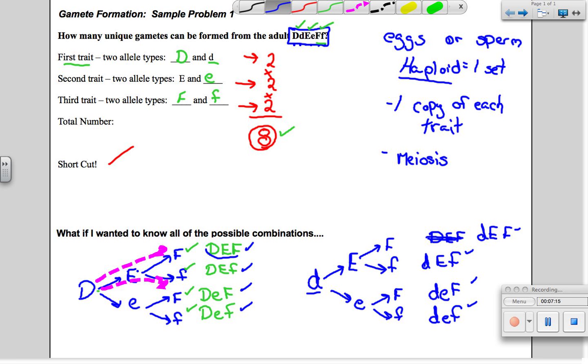Each of these represents a gamete, an egg or a sperm. Notice that each of these eggs or sperm has one allele of each of the 3 different traits that the parent began with. Whenever you're figuring out gametes, it's important that each trait is represented in the gamete. But instead of 2 copies that are found in the parent, the gametes have just 1 copy.